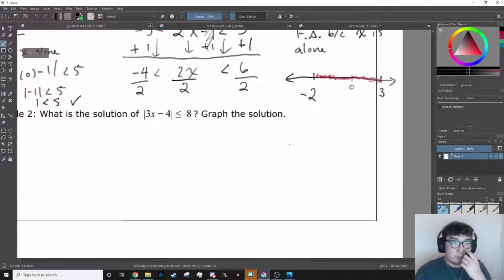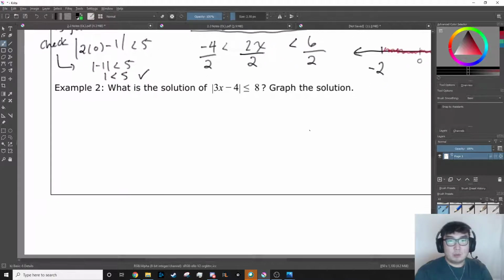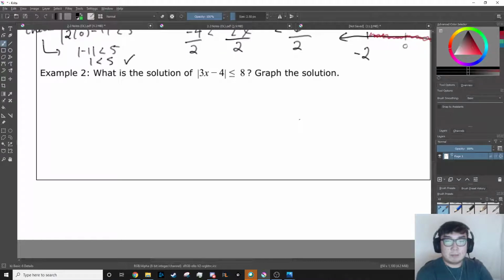So let's look at this one. What is the solution of absolute value of 3x minus 4 is less than or equal to 8? I told you that this sign, even if it's less than or equal to, we treat it the exact same way.